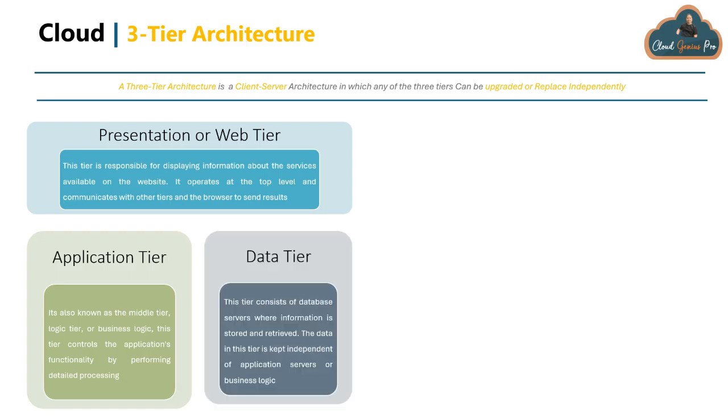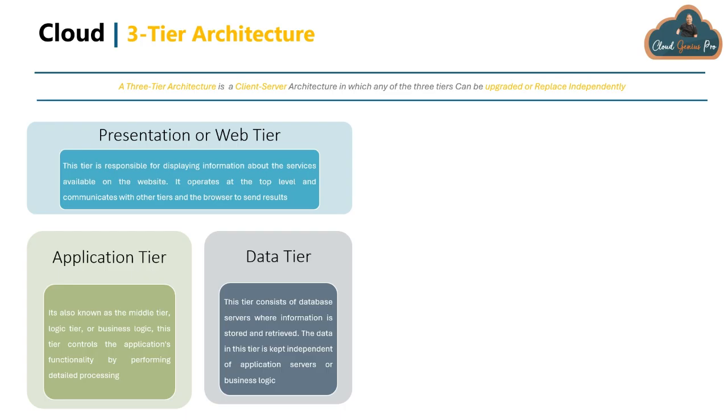The third and most important tier is the data tier. This tier consists of the database server, and it is the most important tier as it is storing the data, and data in the IT world is the most important component. So the data tier is always kept independent from the application tier and the presentation or web tier.